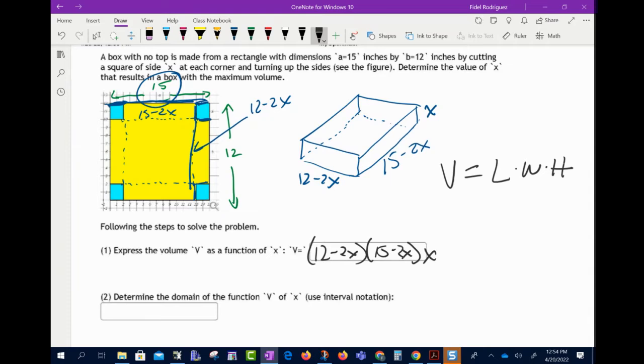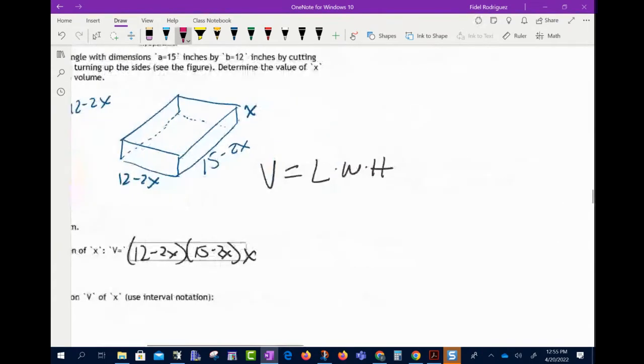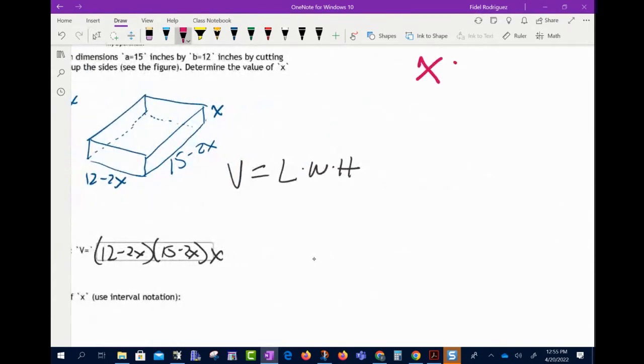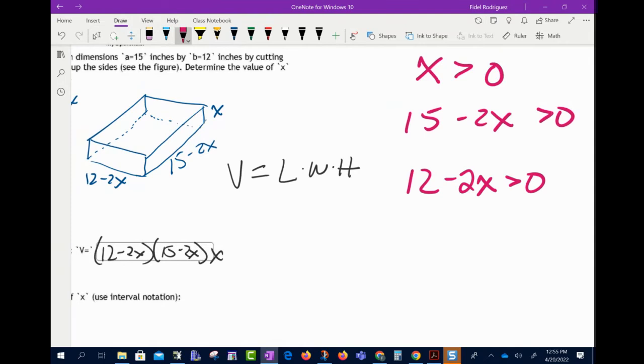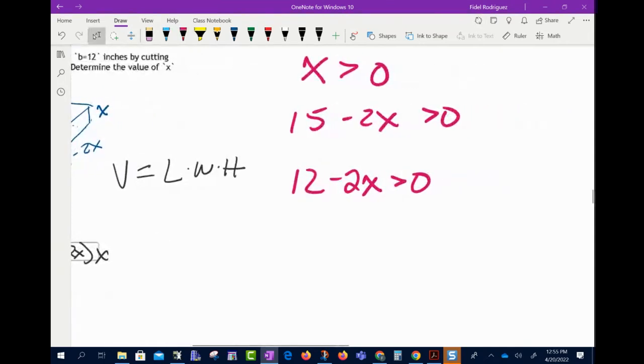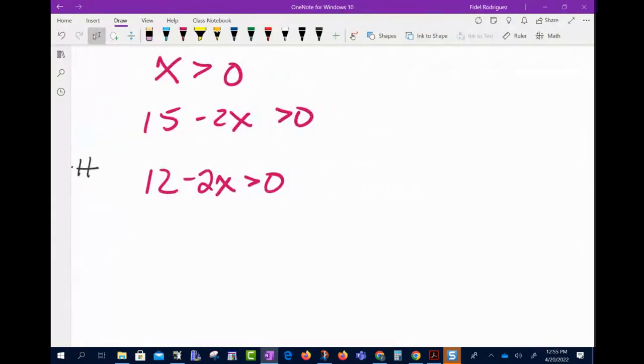Okay. So what we mean by the domain is we're trying to figure out how big of a square we can cut out, right? How big can x really be? Well, I need both of these sides here, y'all, to be positive values, right? So I'm going to come back over here. I know x is going to have to be positive because I've got to cut some of it off, right? And I know that 15 minus 2x also has to be positive, and 12 minus 2x also has to be positive. Okay, so let's see if we can solve these inequalities.